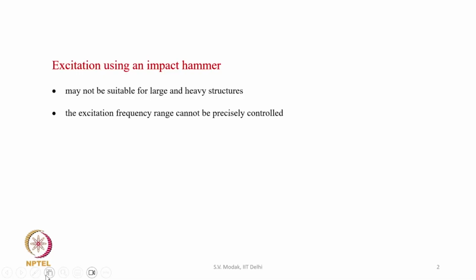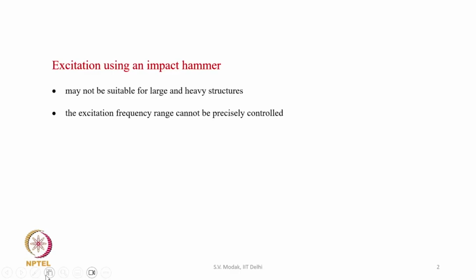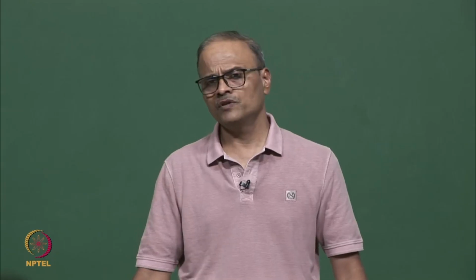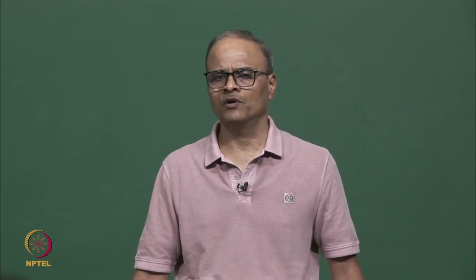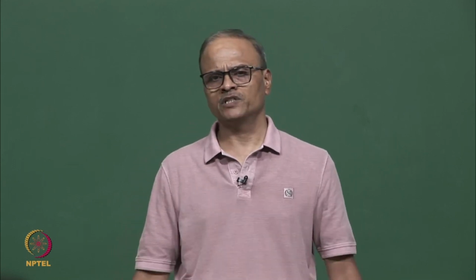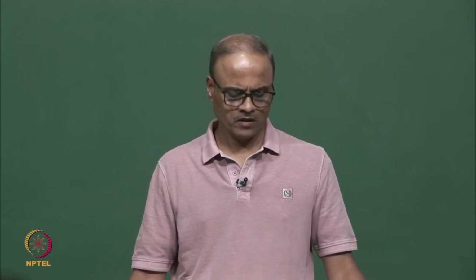The other limitation is related to the fact that the excitation frequency range cannot be precisely controlled. With the impact hammer, the frequency range that is excited depends on the contact stiffness between the hammer and the structure, and also the inertia properties of the hammer and the structure. The frequency range with the hammer can be changed by using a different hammer tip, like a rubber tip, plastic tip or a metal tip. However, if we want a specific frequency range to excite, then that control is not possible. So these are two of the limitations of the impact hammer.